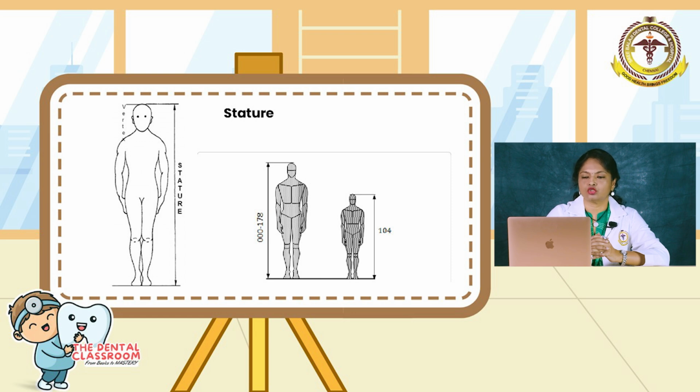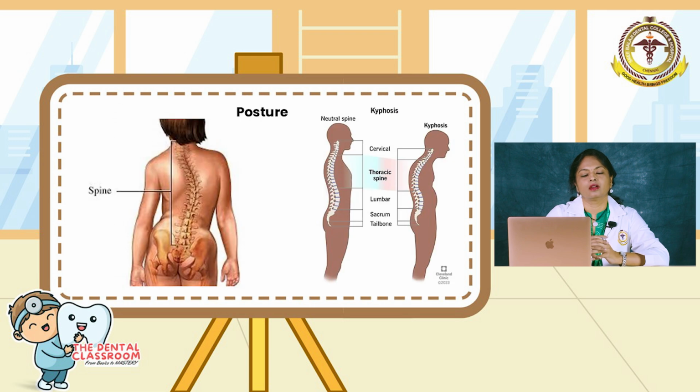Very tall is considered to be a giant, for example, in Marfan syndrome, and very short is considered to be dwarf, which we see in achondroplasia patients or Down syndrome patients. Coming on to posture, it's very important to record posture also. Different types of abnormal postures are scoliosis, wherein the lateral curvature of spine is seen, and kyphosis, posterior rounding of the thoracic spine, which is found in such patients.